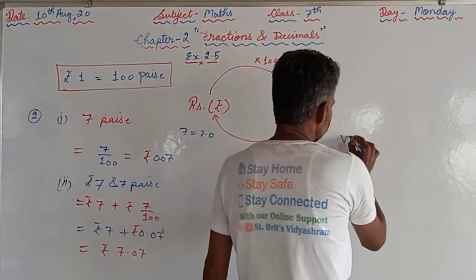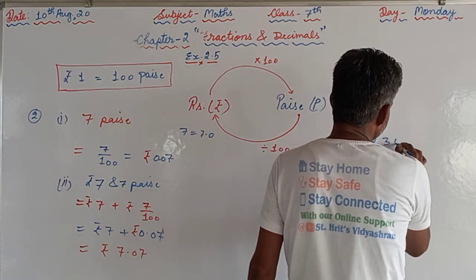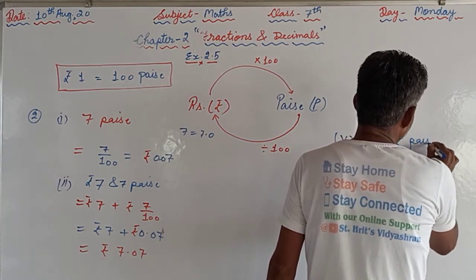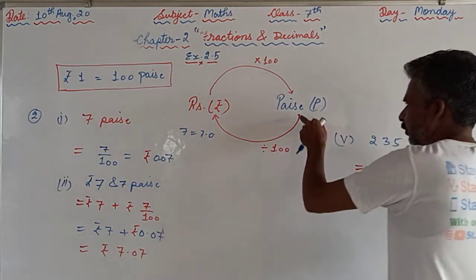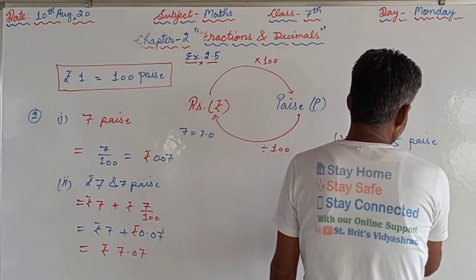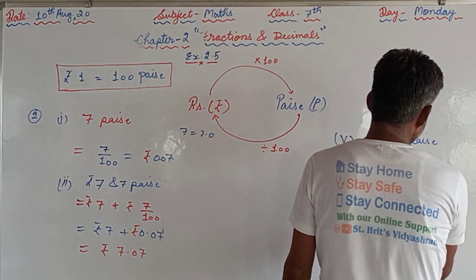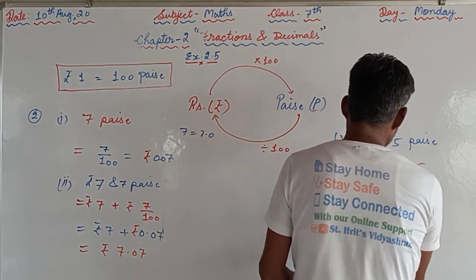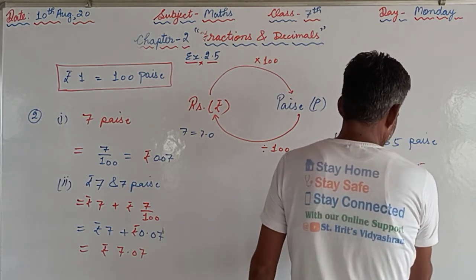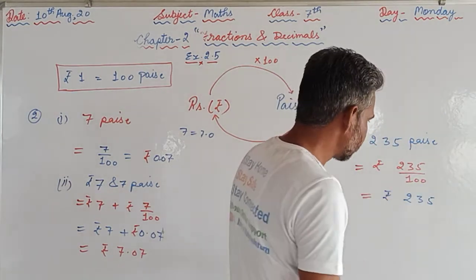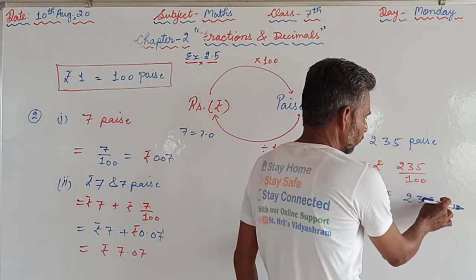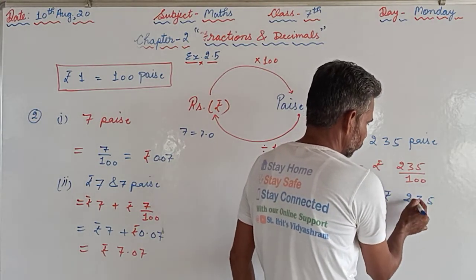Question number 5 is 235 paise. We have to convert into rupees. To convert into rupees, from that diagram we are supposed to divide by 100. 235 divided by 100, the answer will be 235. And now we are supposed to place the decimal. How many zeros are there? 2. So we will start from here, 1, 2.